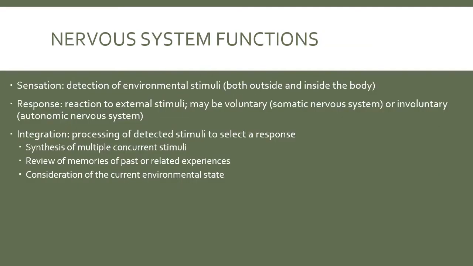The functions of the nervous system. Clearly, sensation. The nervous system is responsible for detecting stimuli in your environment, both stimuli outside the body and then those within the body. The nervous system also needs to produce a response. So once you've detected a sensation, the body needs to make a response to it. It can be a voluntary response, such as if you touch something hot, you move your hand away, or an involuntary response, not necessarily something that you don't want to do, but something that you don't consciously control.